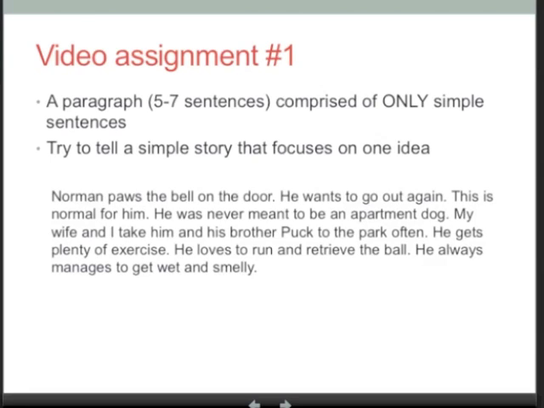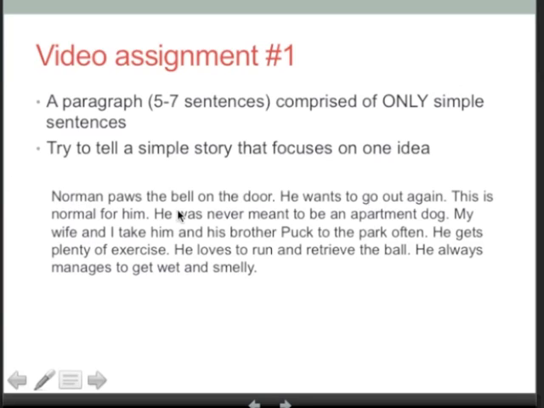Again, I'll use my dog as the subject of this story. All right, first sentence. Norman paws the bell on the door. He wants to go out again. This is normal for him. He was never meant to be an apartment dog. My wife and I take him and his brother Puck to the park often. He gets plenty of exercise. He loves to run and retrieve the ball. He always manages to get wet and smelly.